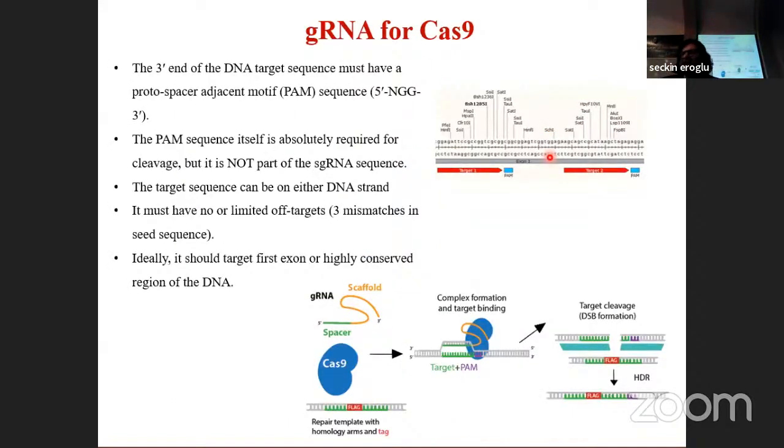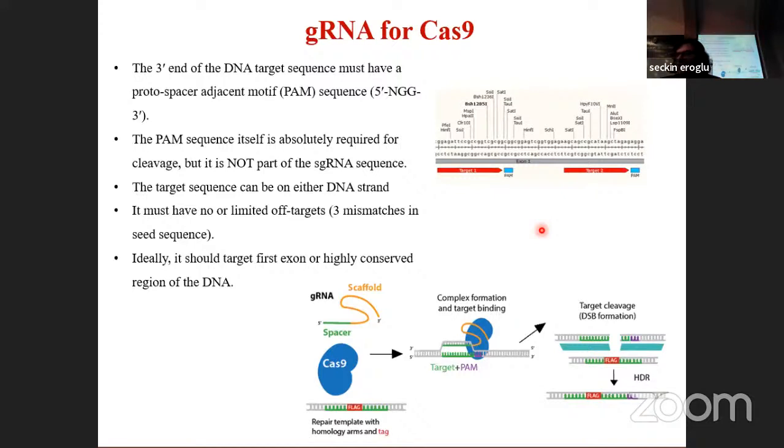So for the guide RNA for Cas9, for example, I'll show you the Cas9. First of all, if you see, this is the PAM sequence, and the guide RNA is the 20 nucleotides which is present downstream toward the 5' end of this. So this will be the guide RNA, and this is the PAM sequence. The PAM sequence itself is absolutely required for cleavage, but it is not part of the guide RNA. The PAM is not included in the guide RNA. We design guide RNA without the PAM sequence.